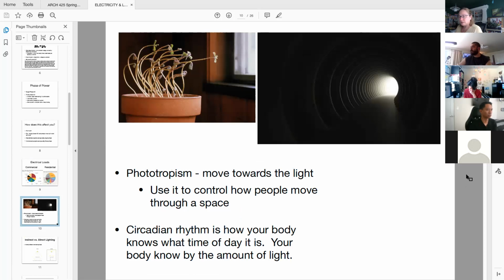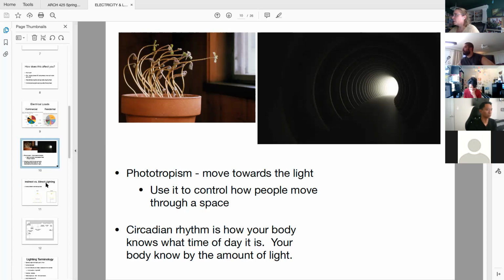People are attracted towards light. Just like plants, we're kind of like giant plants. Light attracts our attention, we're drawn towards it, it creates an interest. We don't necessarily grow and bend towards it like plants do, but there is that attraction. And we can use that attraction in lighting designs to enhance our buildings and to control people moving through a space. Phototropism is the official word for why we are attracted towards light.